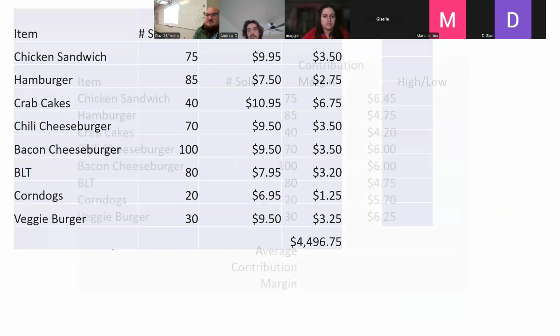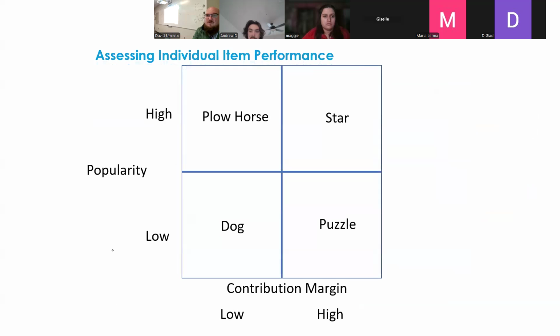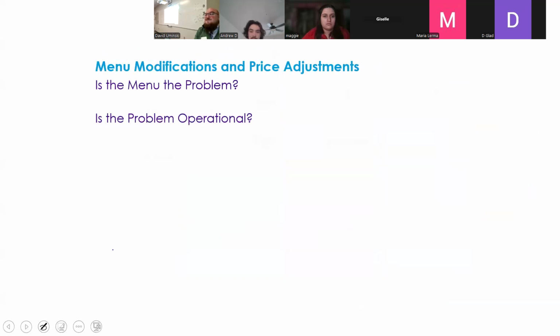Okay, so if we're looking at this, sometimes we want to know, is our menu the problem or is our problem operational? Meaning, is our recipe the problem? Is the cost of our ingredients too high, which means we have to sell it for a higher price? So do we have to reevaluate how much our recipes cost us? Or is the menu itself the problem?